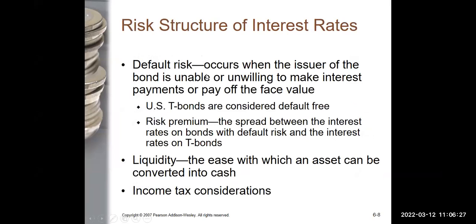I am going to explain all these things in the upcoming slides. Now, if you look at the risk structure of interest rates, the very first risk that you get exposed to when you borrow or lend money to somebody is the default risk. When you lend money to somebody, what is the first risk you expose yourself to? It is default risk. What do you mean by default risk?